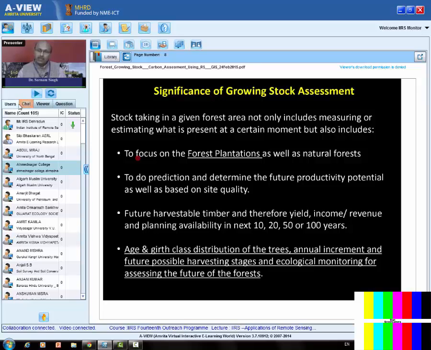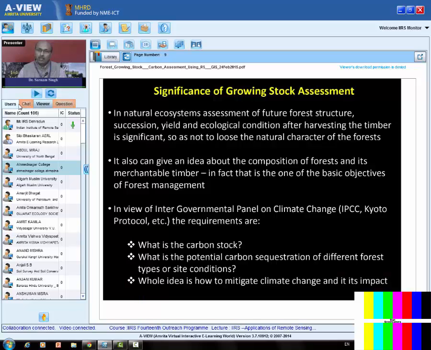That means different age class distribution of trees in a forest is a very important indicator of the health of the forest. If you have all the stages or all the ages of the trees of different species represented in a different forest type, that indicates that your forests are very healthy and you will have a very good yield out of this.